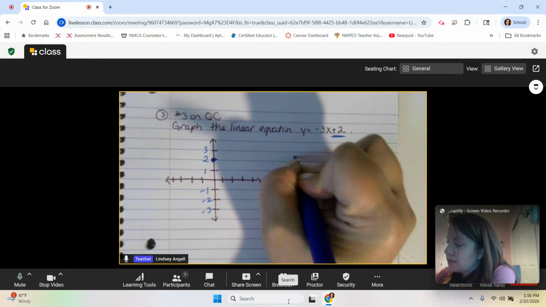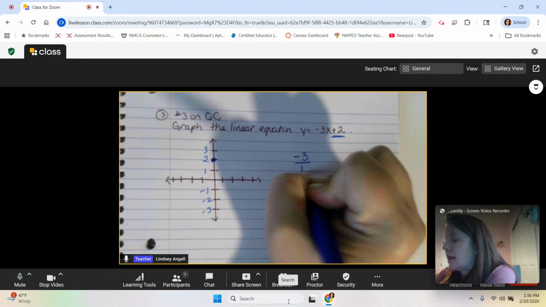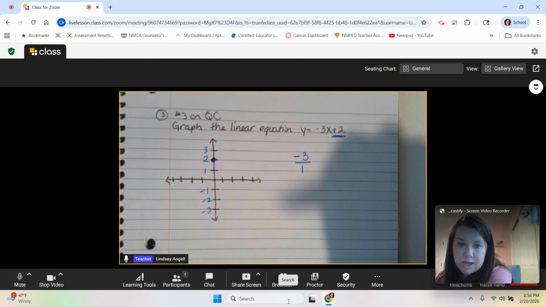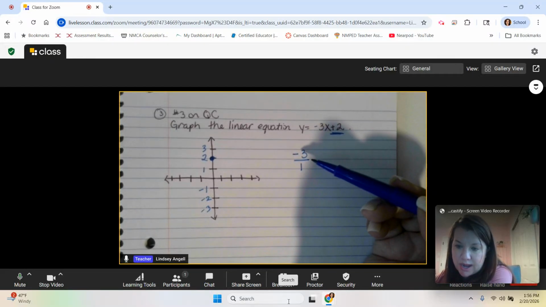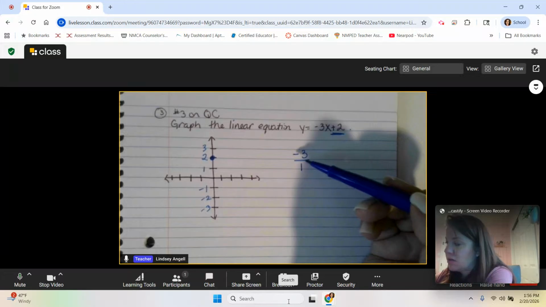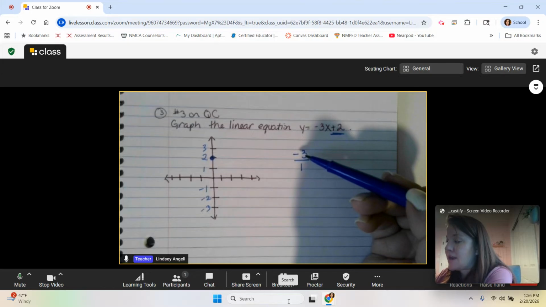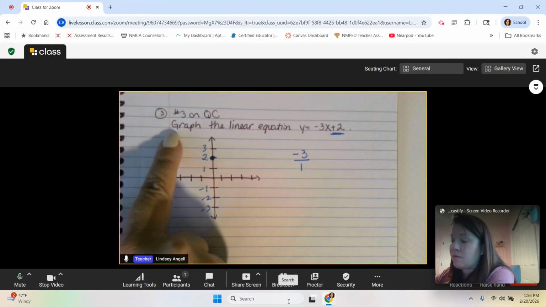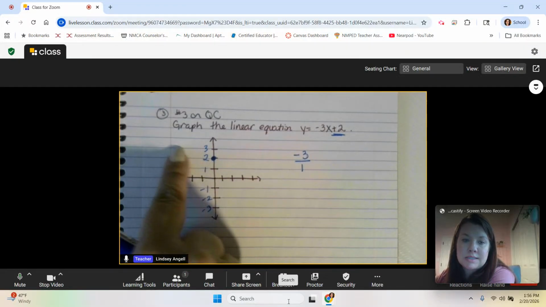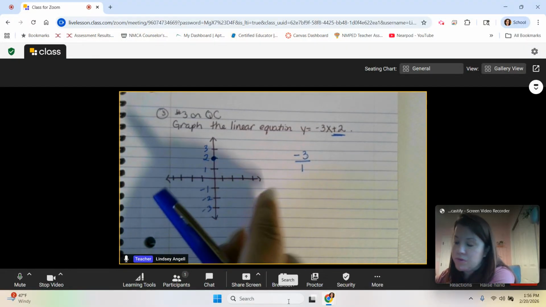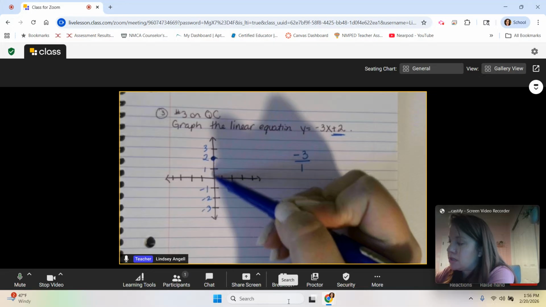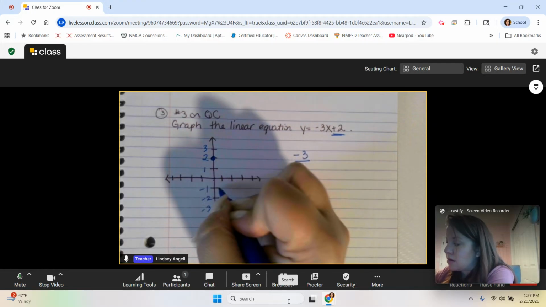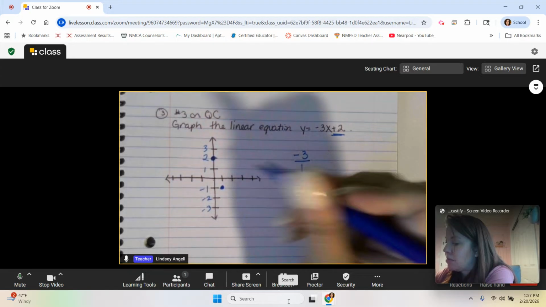We can write it as a fraction because we can think of it as rise over run. One reason I chose this is because of the negative, because I wanted to make sure we looked at that and thought about it. So -3/1. If I have a -3 slope, reading it from left to right, it's going to look like it's going down. So -3 means I'm going to go down 1, 2, 3, and then go to the right 1, and I can plot a point.